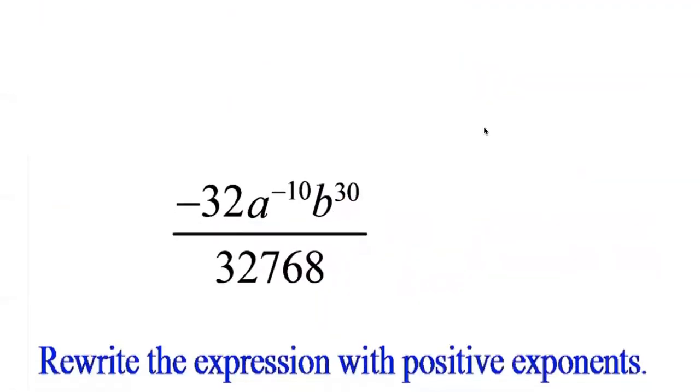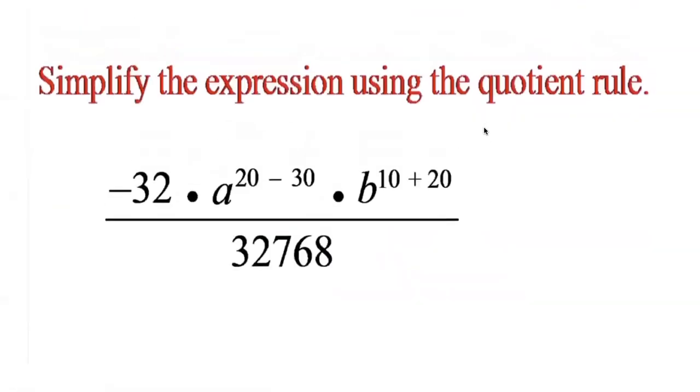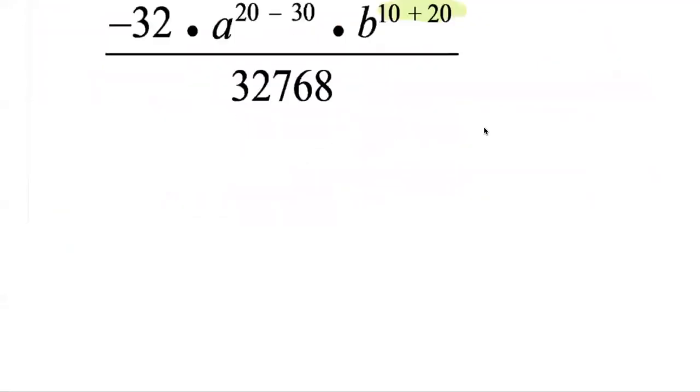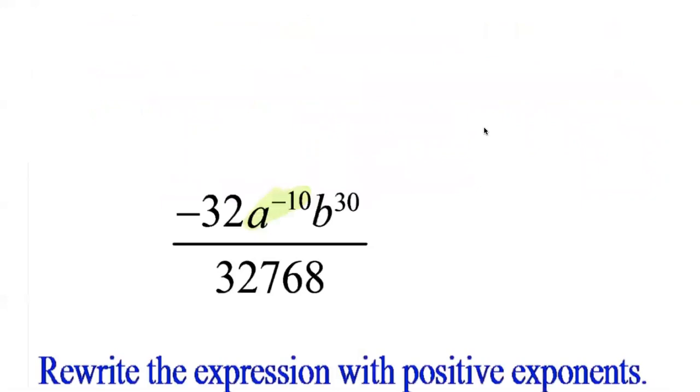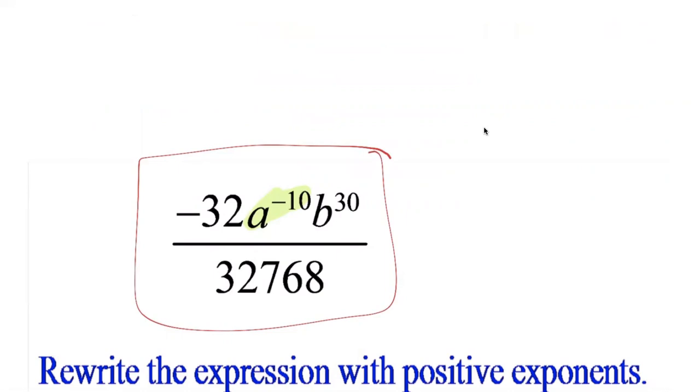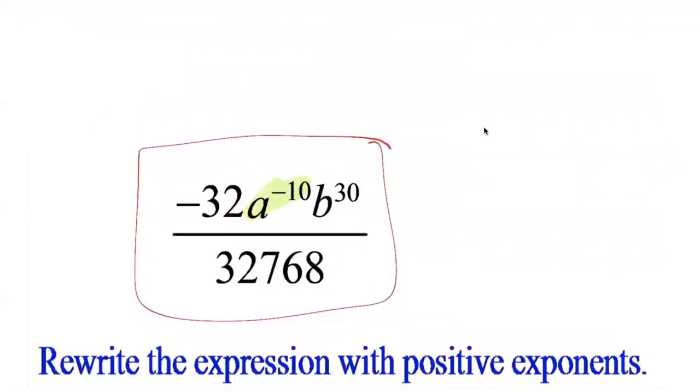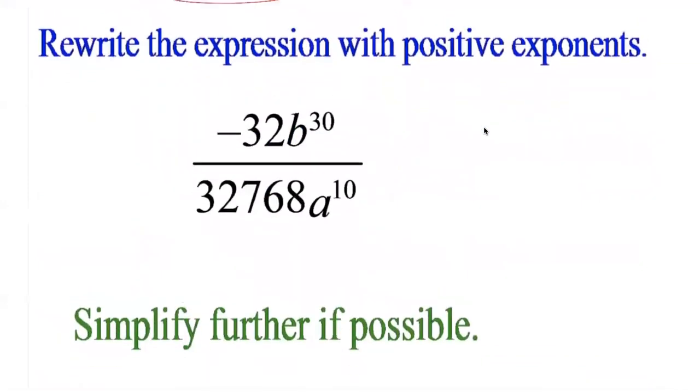All right, here's the problem. 20 minus 30 is a negative exponent. Now the b value is fine, right? Because 10 plus 20 is going to be positive 30, and that's perfect. But we cannot have a negative exponent in our final answer. So where do negative exponents go? Well, they go to the denominator unless they're already there. Since this one is not in the denominator, it's going to go to the bottom. And everything else will stay where it's at.